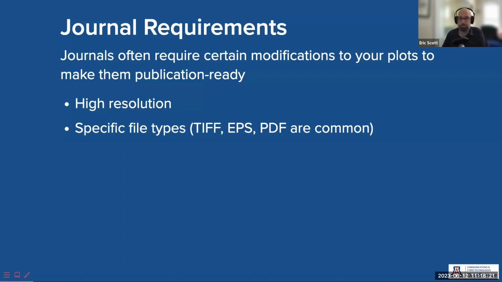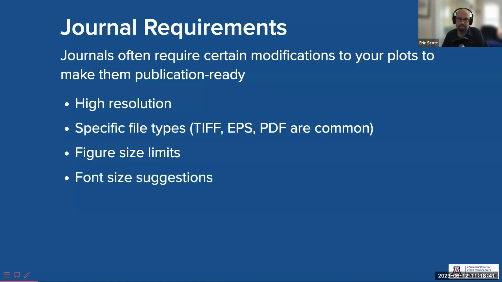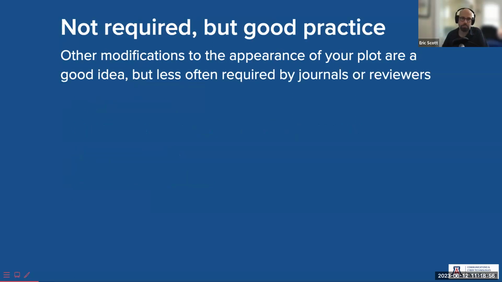So yeah, this is my list: high resolution, specific file types, figure size limits. Oftentimes they won't tell you what size the final figures should be, and they'll maybe mangle them a little bit. But sometimes they'll tell you what size they should be. Multiple panels, and a certain way those panels are labeled, like lowercase letters with a parenthesis at the end, or maybe an uppercase letter with a period. They might have very specific requirements there. Font size requirements or suggestions.